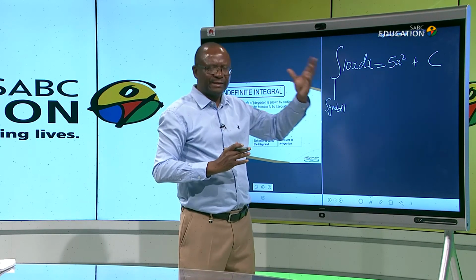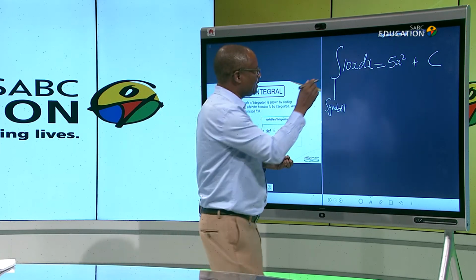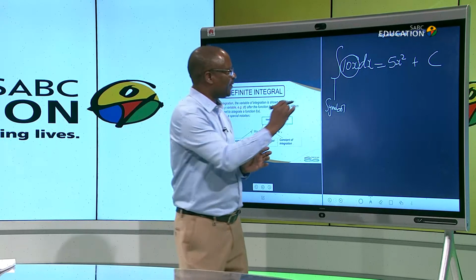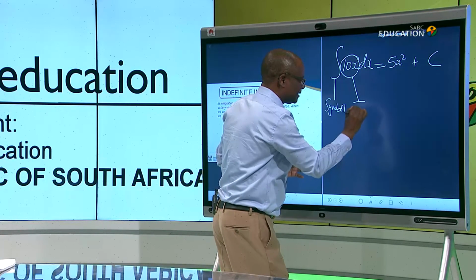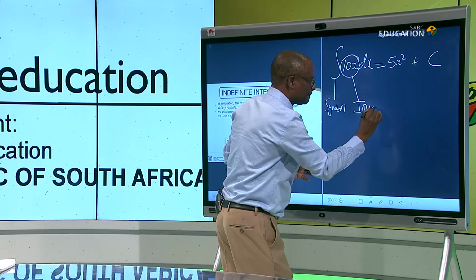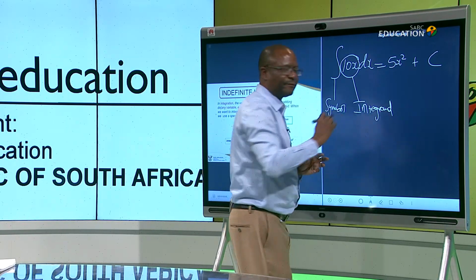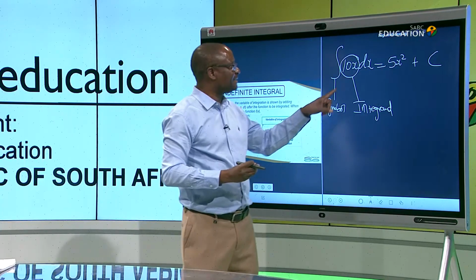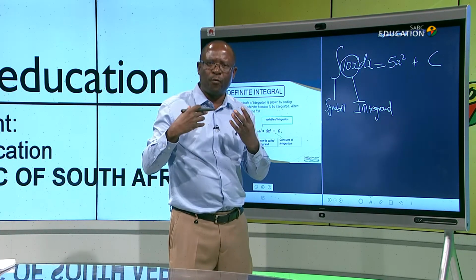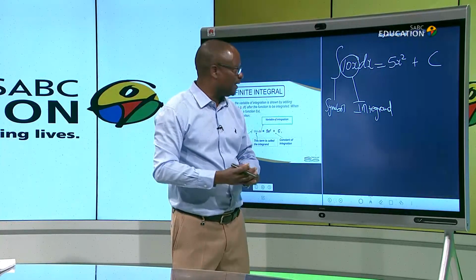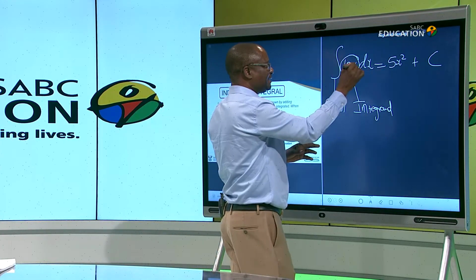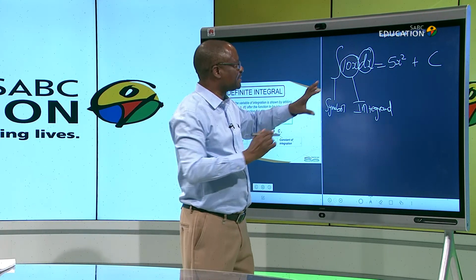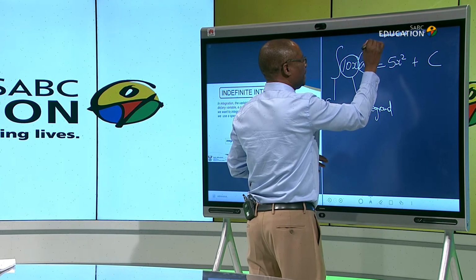The function that we are going to integrate, which in this case is your 10x, we refer to as the integrand. This is the function which is going to be integrated. But we are integrating 10x in terms of which variable? We are integrating in terms of the variable x, where this dx is your integration variable.